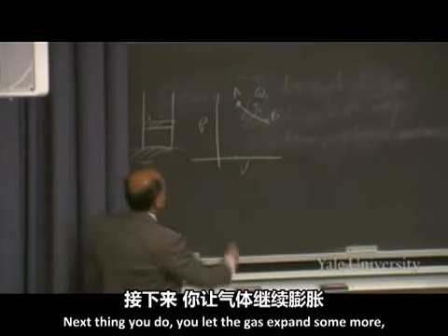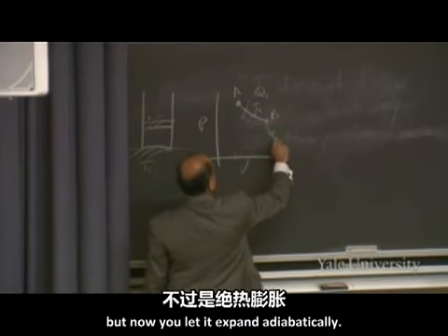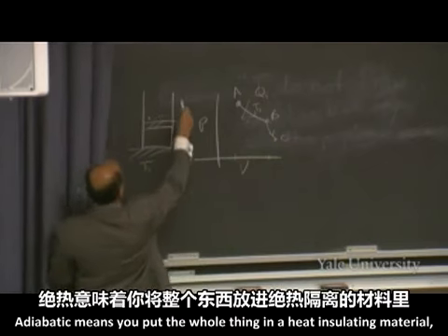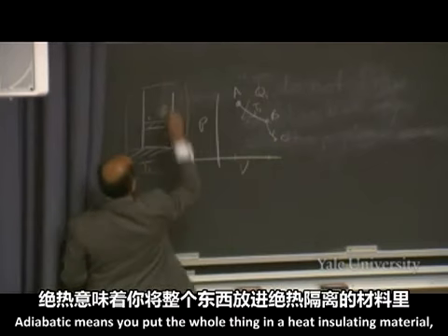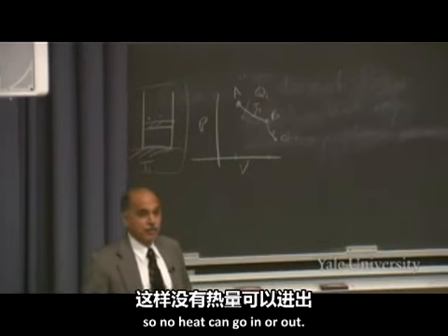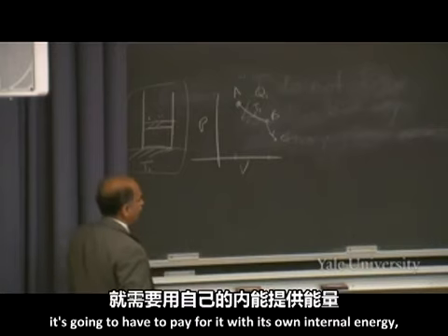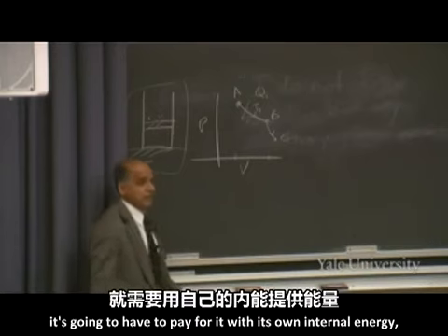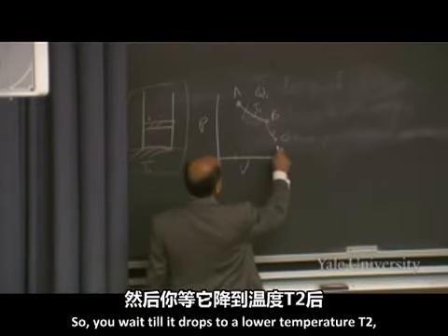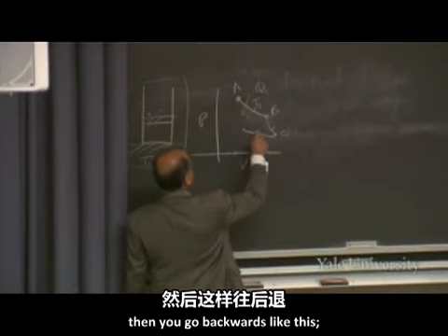Next thing you do, you let the gas expand some more, but now you let it expand adiabatically. Adiabatic means you put the whole thing in a heat insulating material. So no heat can go in or out. Now you can see if it expands, it's going to have to pay for it with its own internal energy, so the temperature will drop. So you wait till it drops to a lower temperature, T2. Then you go backwards like this.